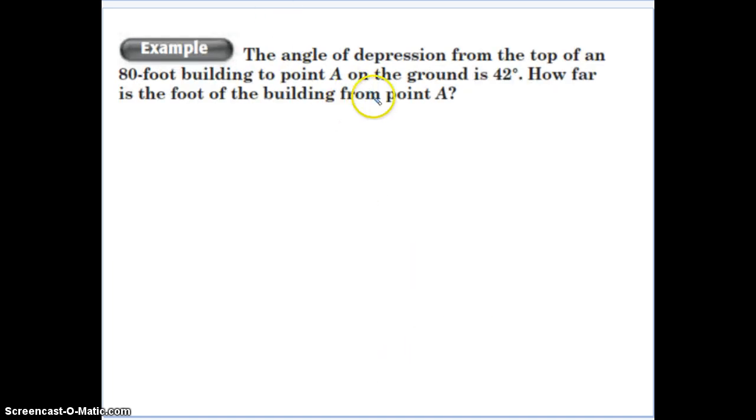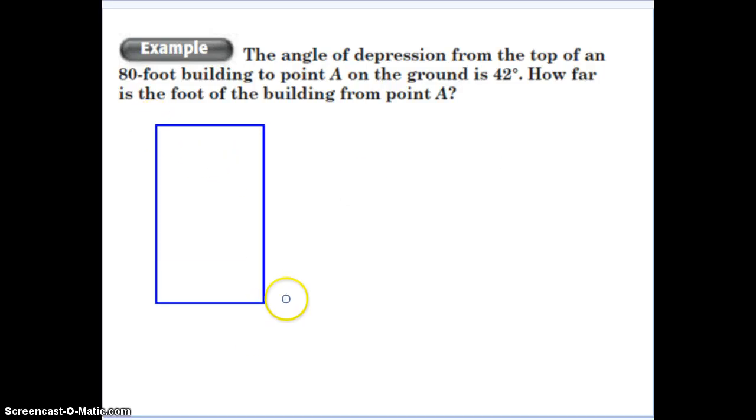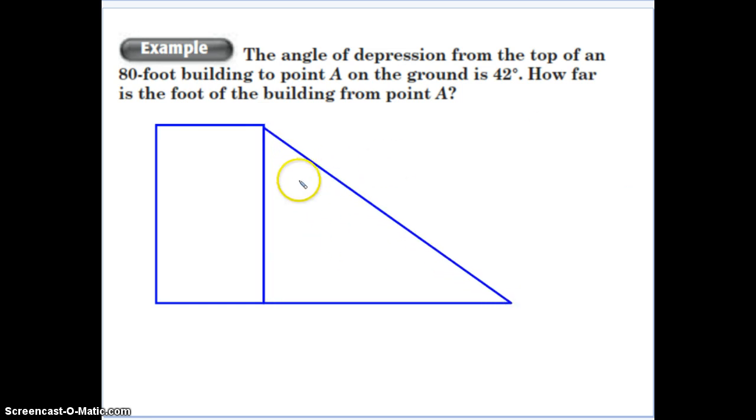Next example. The angle of depression from the top of the 80-foot building to point A on the ground is 42 degrees. So let's draw a building here. And it's an 80-foot building. Here's our angle. Point A on the ground. The angle of depression is 42 degrees.